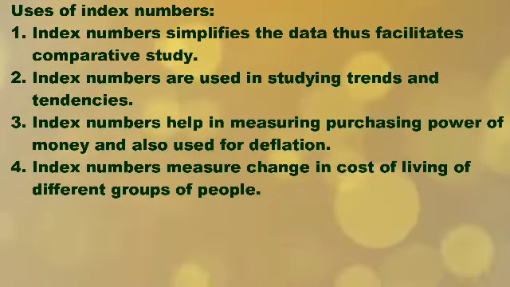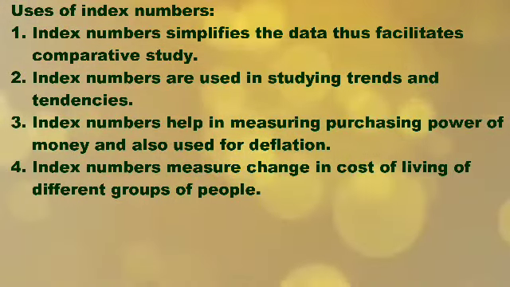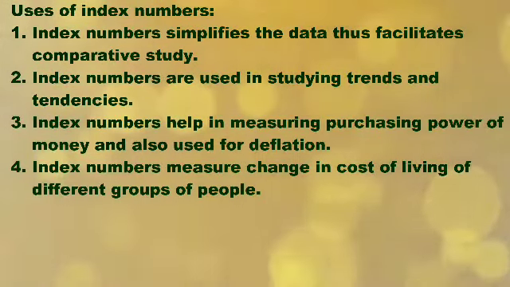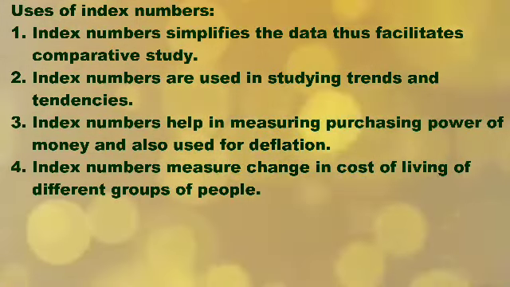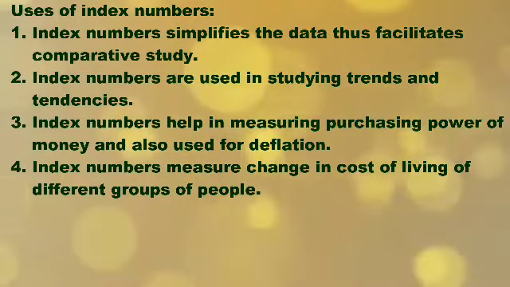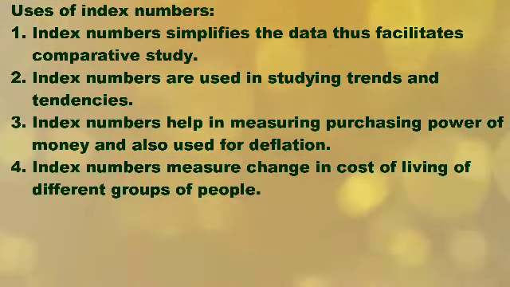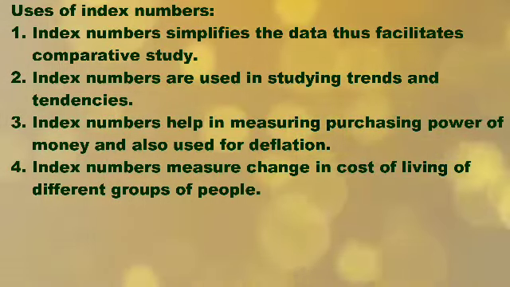Fourth one, index numbers measure changes in the cost of living of different groups of people. Consumer price index number measures the change in the cost of living pattern of a person of a sample group. Consumer price index relates to a particular class of people because the consumption pattern changes from class to class, income wise, region wise, and so on.